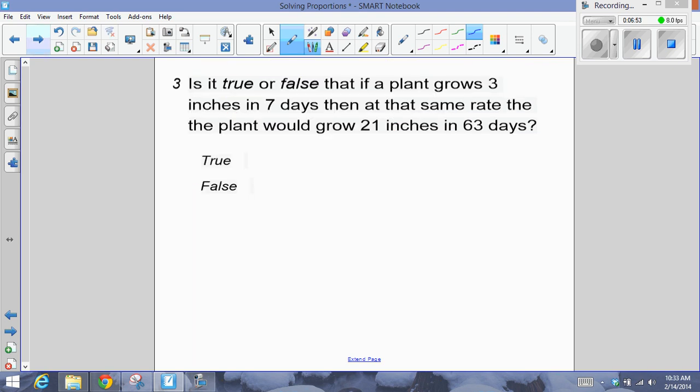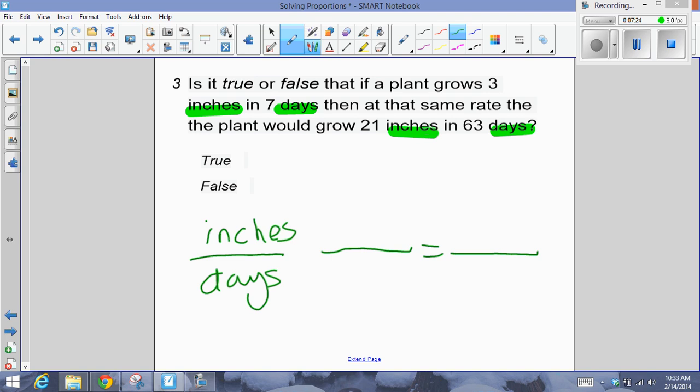That is my answer. You need to make sure that you label it all completely, the pounds and the turkey. All right, let's try this one. Is it true or false that if a plant grows 3 inches in 7 days, then at the same rate, the plant would grow 21 inches in 63 days? So I'm going to look for the two things I'm comparing. So it looks like I'm comparing inches to days. Okay, so I'm going to write that down. Inches to days.